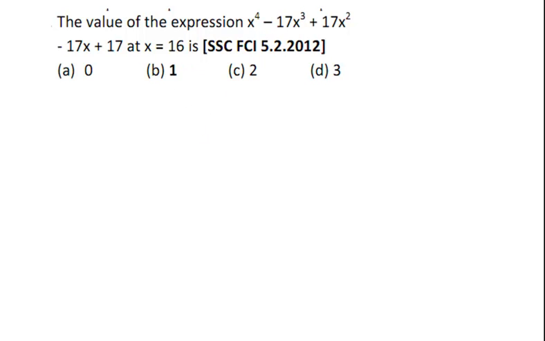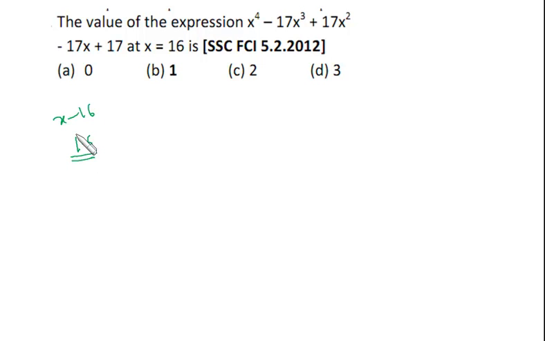Here it is x4 minus 17x cube plus 17x square. See, if you get a good grip, you should not even copy this problem over here once again, right? So what you can do is just do it directly. x is equal to 16, that means we'll start with 16, right?